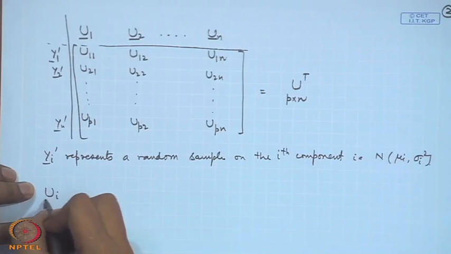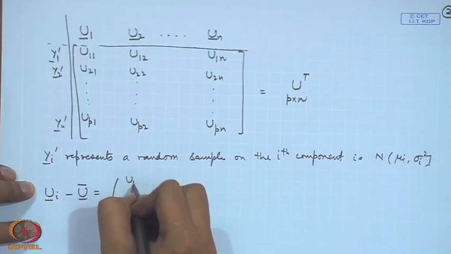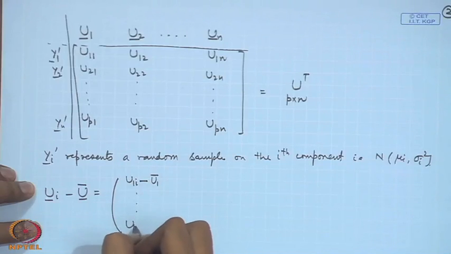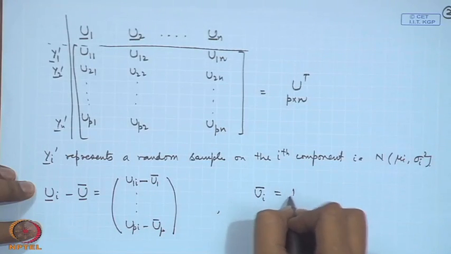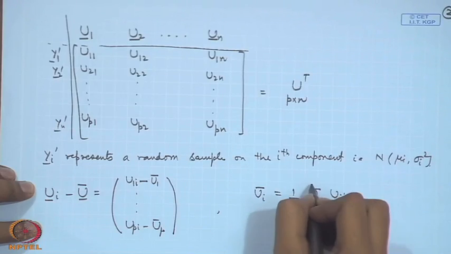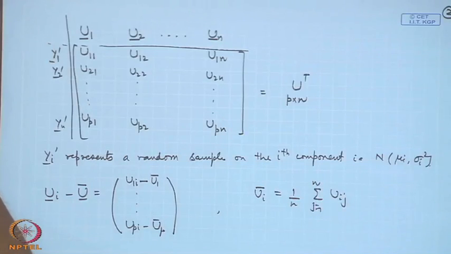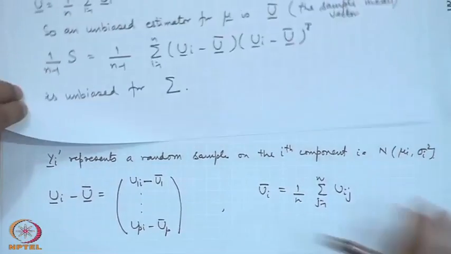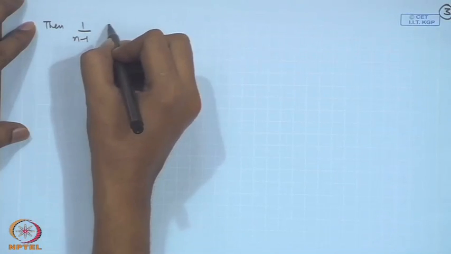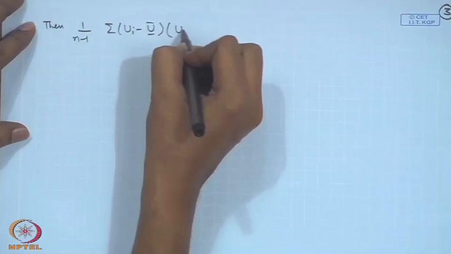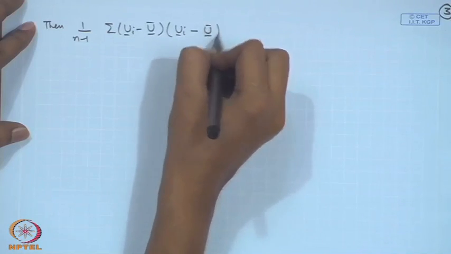Now, let us also use the notation Ui minus U bar equal to (U1i minus U1 bar, and so on, Upi minus Up bar). Here the individual Ui bars denote 1 by n sigma Uij, j equal to 1 to n. Therefore, the term 1 by n minus 1 sigma (Ui minus U bar) into (Ui minus U bar) transpose will represent the following.